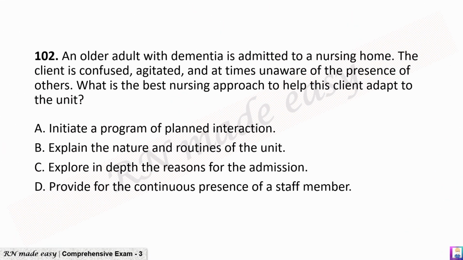Question 102. An older adult with dementia is admitted to a nursing home. The client is confused, agitated, and at times unaware of the presence of others. What is the best nursing approach to help this client adapt to the unit? A. Initiate a program of planned interaction. B. Explain the nature and routines of the unit. C. Explore in depth the reasons for the admission. D. Provide for the continuous presence of a staff member.